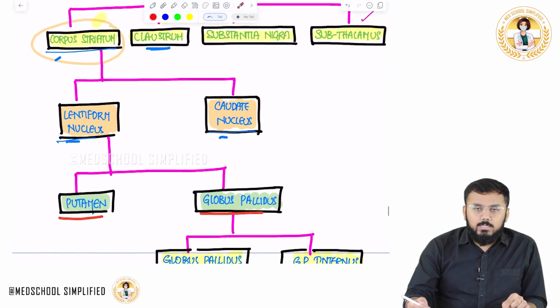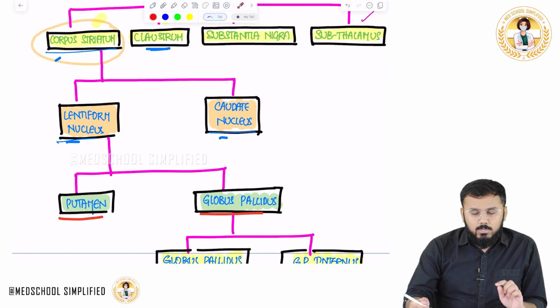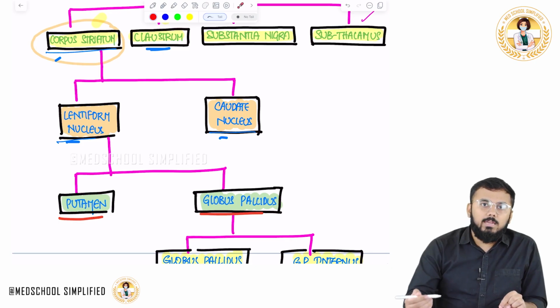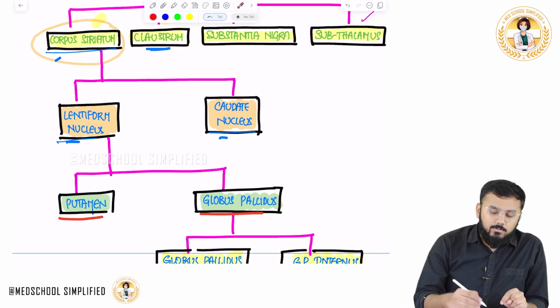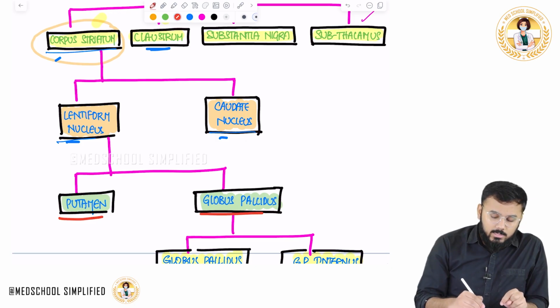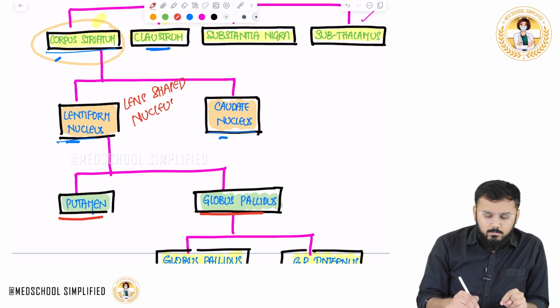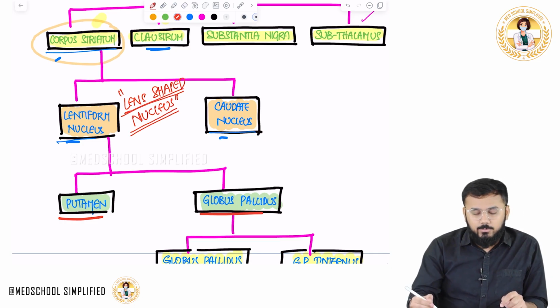In the corpus striatum we discussed there are two important nuclei. One is called the caudate nucleus, another one is called the lentiform nucleus. What is this lentiform nucleus? Lentiform nucleus is nothing but the lens shaped nucleus. That is what is called your lentiform nucleus.